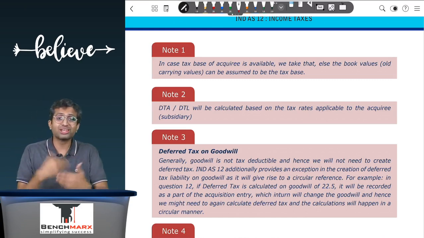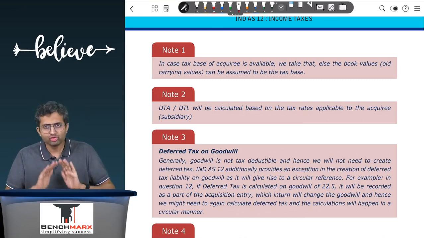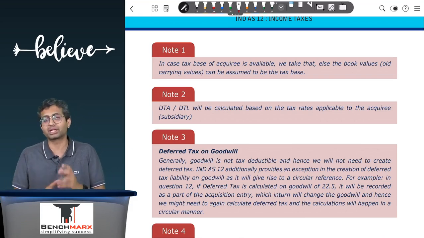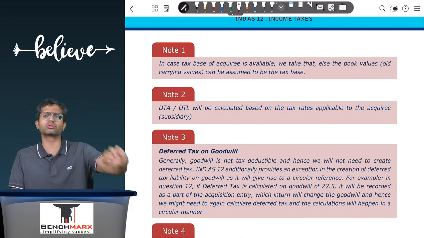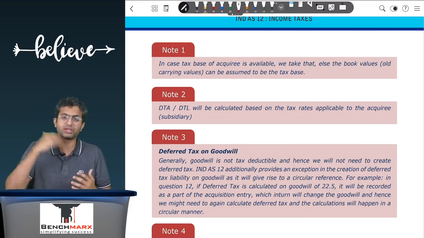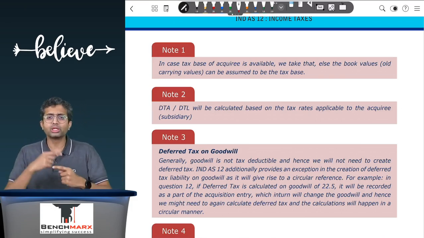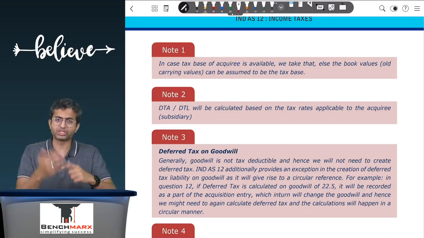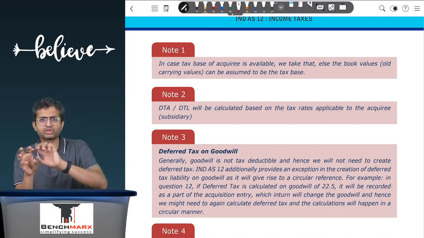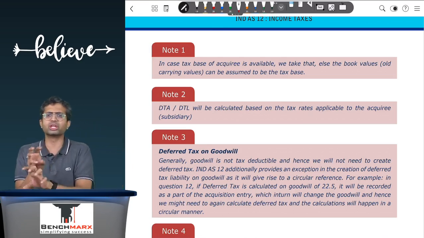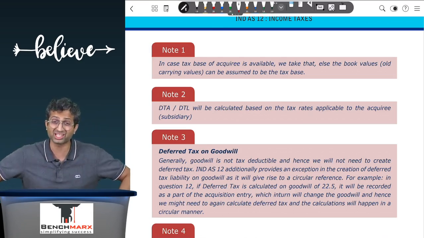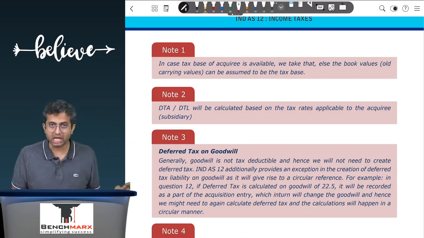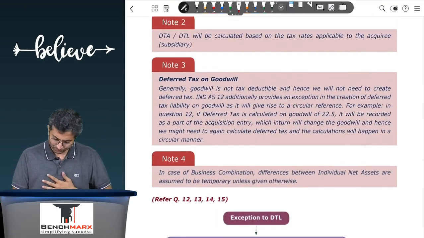Third, should you create a deferred tax on goodwill? Well, the Ind AS provides an exemption from creating deferred tax on goodwill, more so because most of the time goodwill is not tax deductible. And even if it is, if you try to create a deferred tax on goodwill, it will create a circular reference: deferred tax will change, so goodwill will change, so again deferred tax will change. Hence, for simplicity, they have allowed you not to create any deferred tax liability on goodwill.